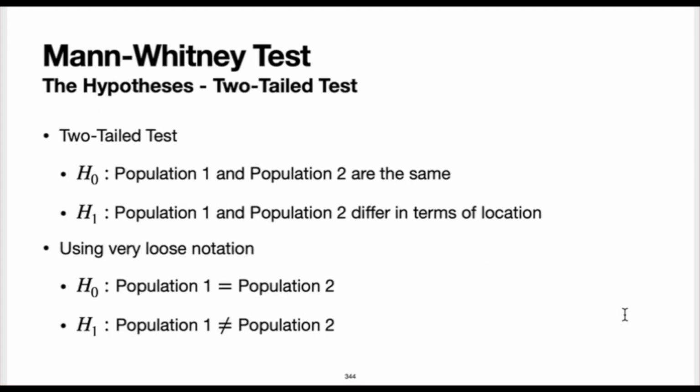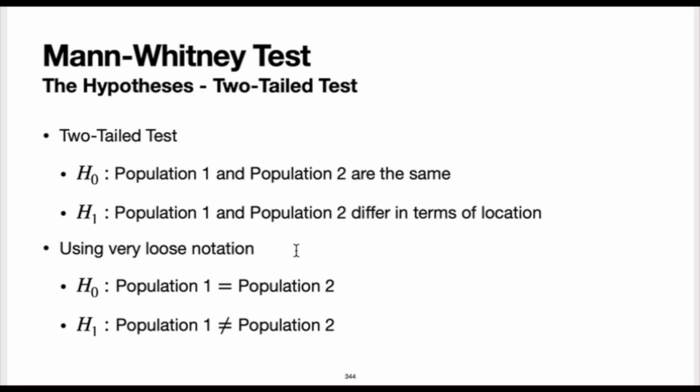All right, so let's look at the types of hypotheses. So we're going to have what we would call a two-tailed test. The null hypothesis will be that population 1 and population 2 are the same in every way, against the alternative that the two populations differ in terms of location. So again, we might think of this or even speak of it as one population being shifted either to the left or to the right of another. We're not specifying which direction the shift is, we're just saying that there is a shift. All right, the populations differ in terms of location.